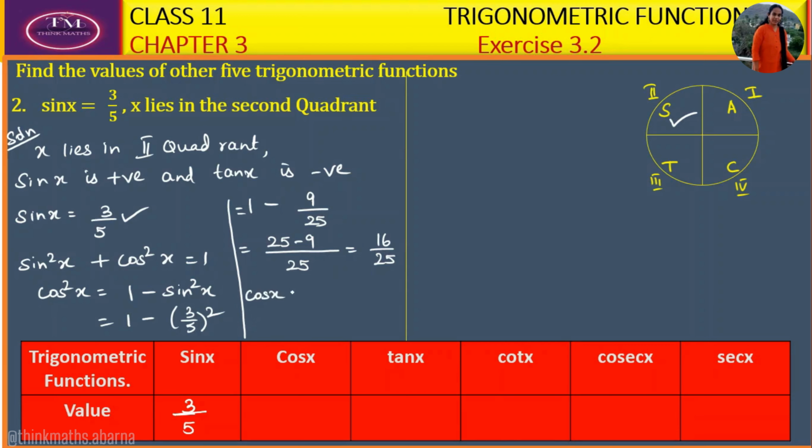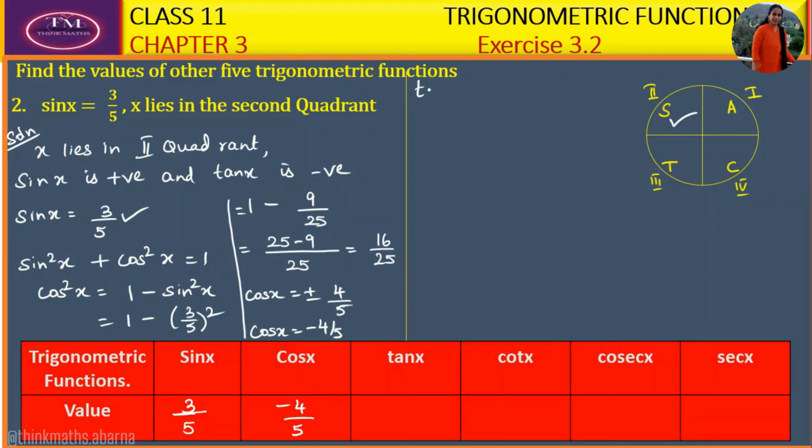So cos x equal to plus or minus, taking square root. Square root of 16 is 4, square root of 25 is 5. So cos x is plus or minus 4 by 5. Here sin x is positive, tan x is negative. What about cos x? Cos x is negative. Only sin x and cosecant x are positive; all other trigonometric functions will be negative. So cos x is negative. Cos x equal to minus 4 by 5. So we found cos x.